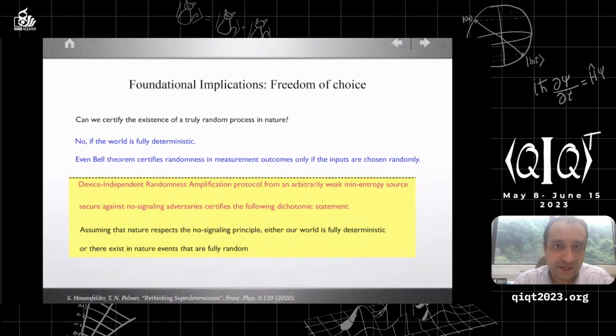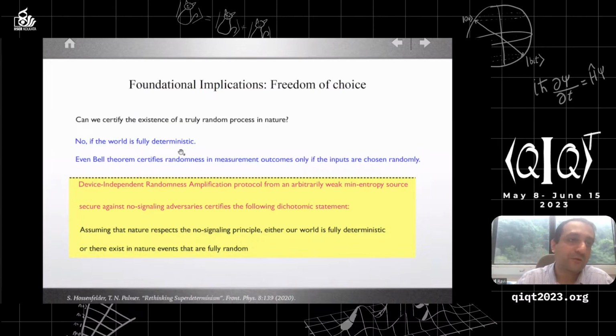One last point I wanted to make is that apart from the cryptographic implementation implications, there are also foundational implications for freedom of choice in fundamental physics. Some of you may know about some discussions over the past years by Sabine Hossenfelder and other people that are talking about a superdeterministic interpretation of Bell non-locality. So what's the idea? Can we certify the existence of a truly random process in nature? No, you cannot if the world is fully deterministic.